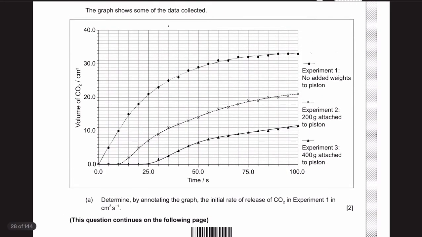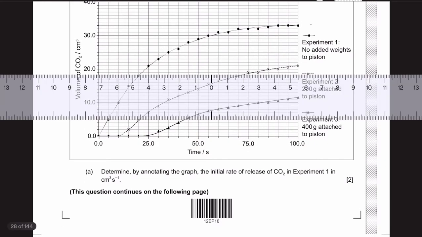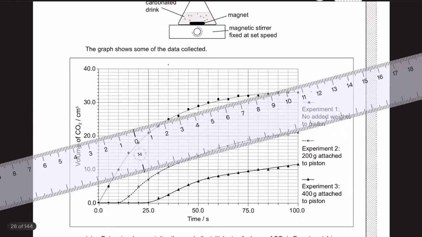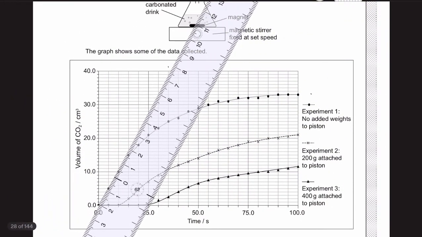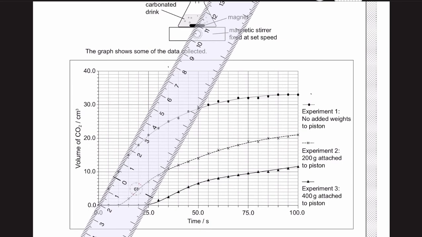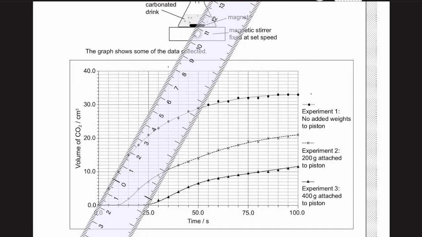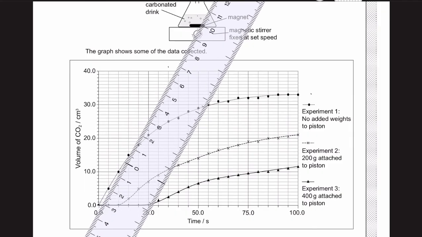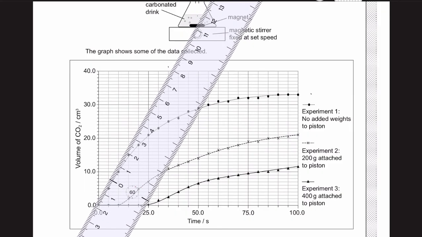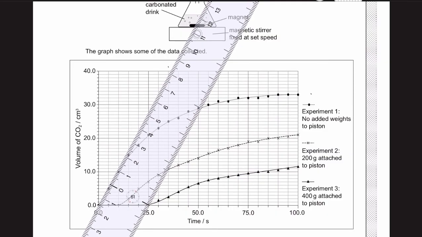So it looks like it wants to draw a tangent here for experiment 1 to get the initial rate. So let's just do that. Let's get our ruler, match it up to the initial, which is time equals 0. It's like around here. Oh, it needs to be a bit steeper. Sorry, this is a bit hard to do. Yeah, there we go. Let's draw our line.